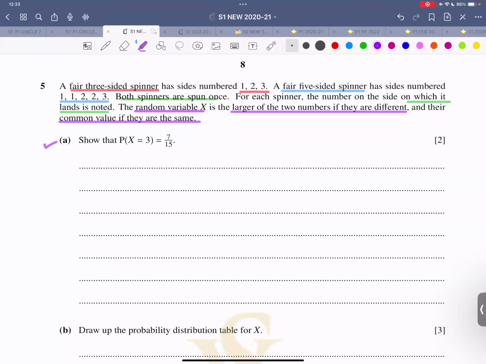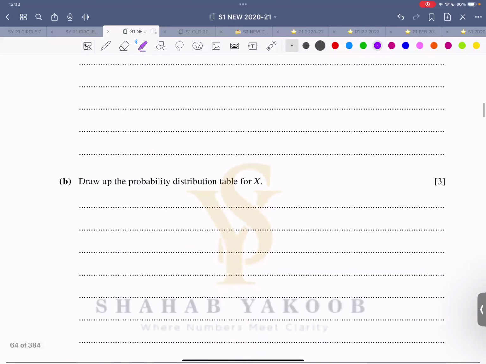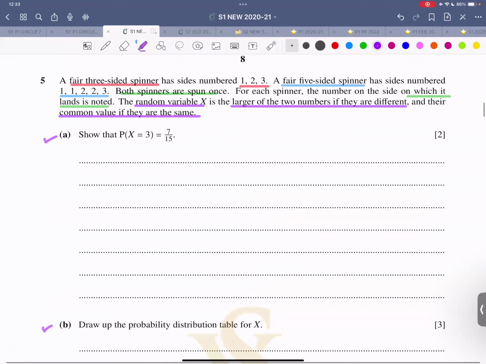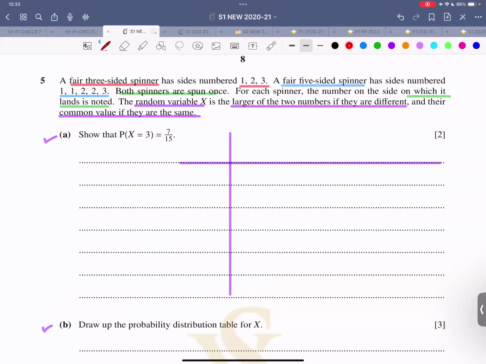Now it says, show that probability X equals 3 is this much. Draw up a probability distribution table. First of all, let me draw up the table, and naturally this 3 will be coming out of that. So first, the fair three-sided spinner has the numbers 1, 2, and 3. I can write in either way. So let me write 1 here, 2 here, 3 here. And then I have the five-sided spinner, that is 1, 1, 2, 2, 3.